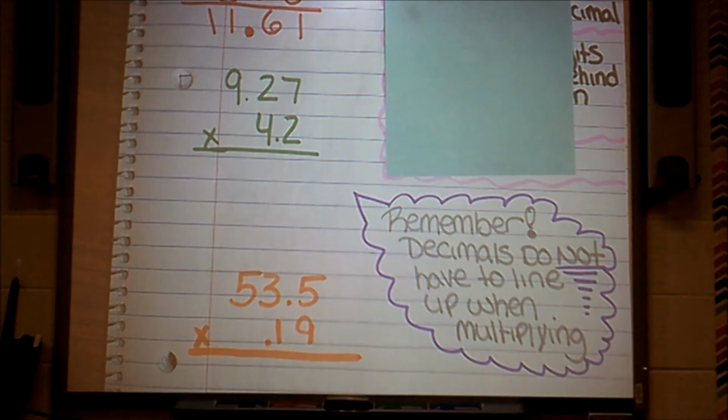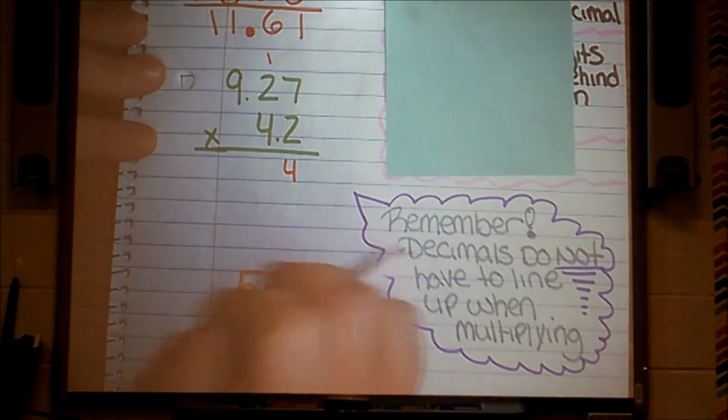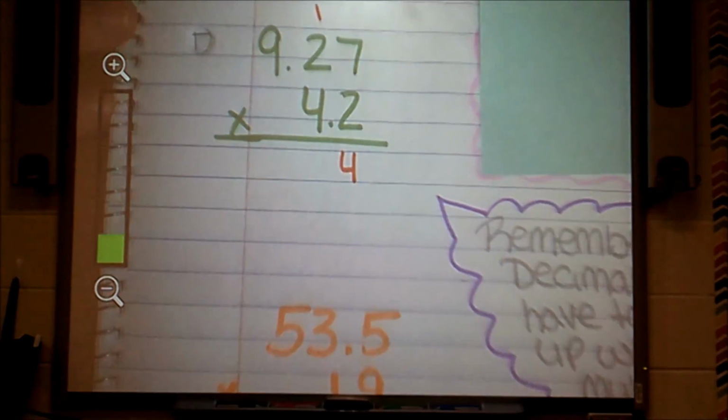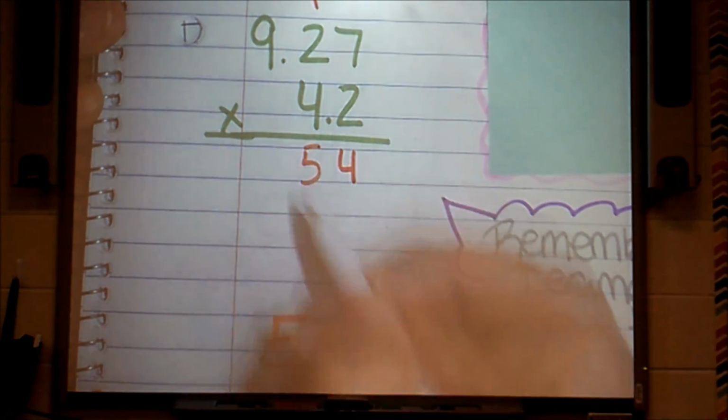So as I said previously, step 1 is to forget about my decimals. I'm going to pretend like this is chapter 1, and I'm going to multiply 927 times 42, which is step 2. Let's go and solve that problem right now. 7 times 2 is 14. 2 times 2 is 4. Remembering to add in the one that I carried is 5.